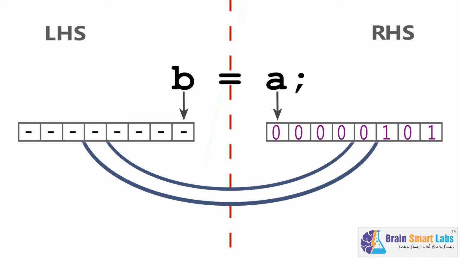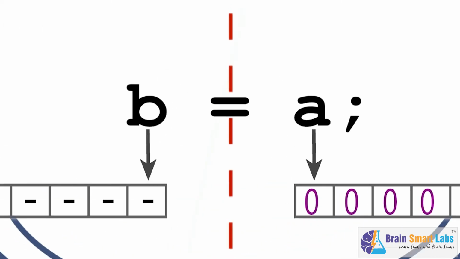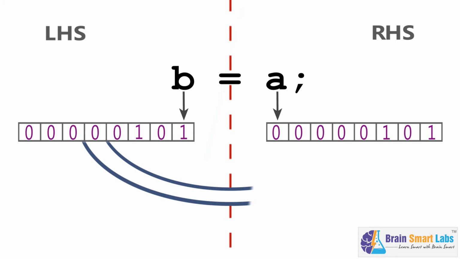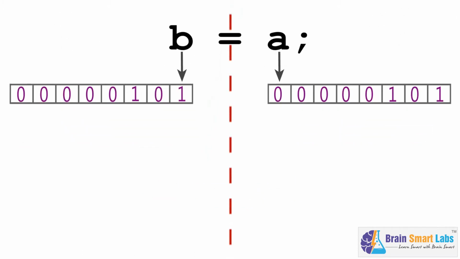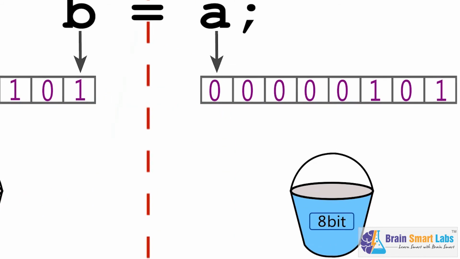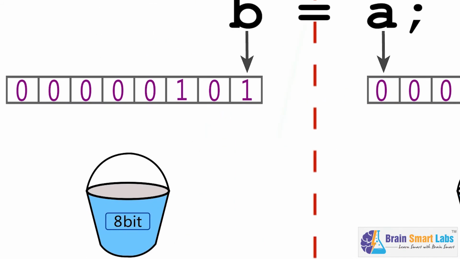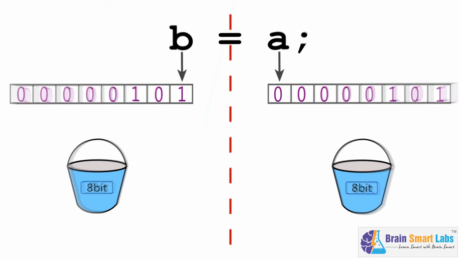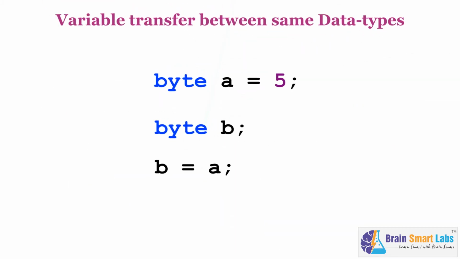Once the transfer operation is initiated using the assignment operator, the equal to symbol, the memory bits towards the right hand side will transfer and copy themselves to the memory bits on the left hand side. If you take a closer look, it is the 8 bits of the memory location pointed to by variable A that are being transferred inside the 8 bits of the memory location pointed to by variable B. The variable transfer here happened very smoothly as both variables are 8 bits in length.